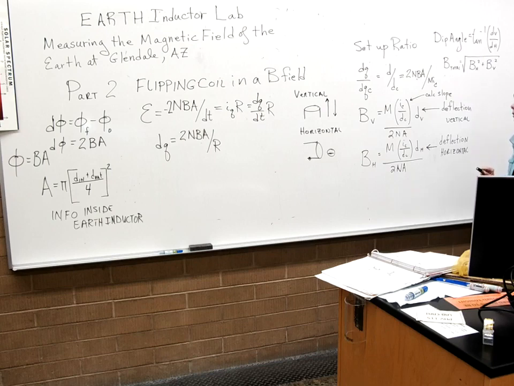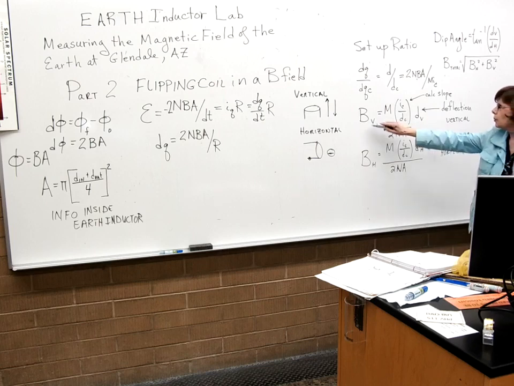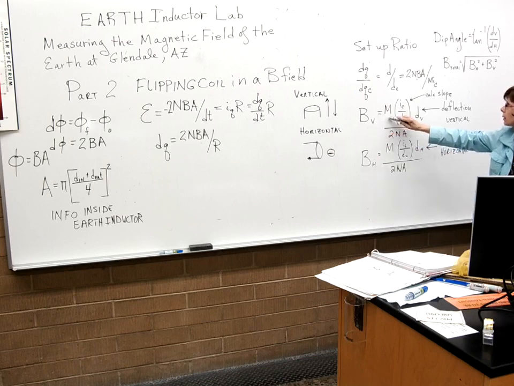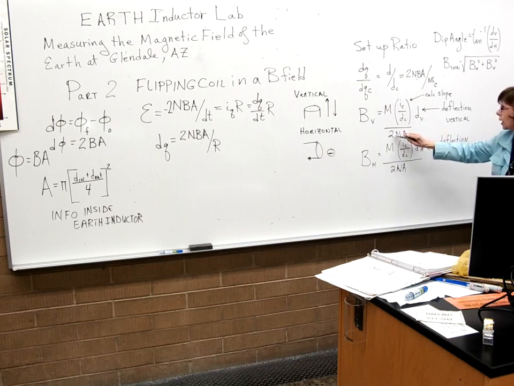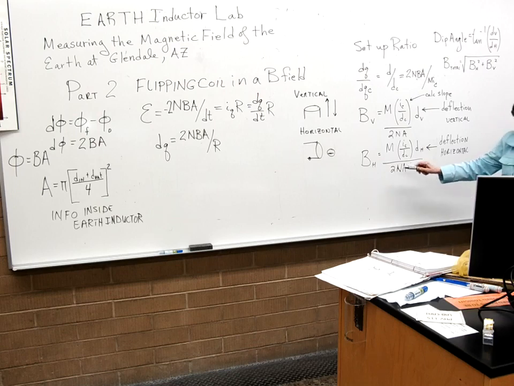Doing the algebra, we get the equations for the magnetic field vertical and the magnetic field horizontal. This Ci over dc is the slope we're going to generate using the slope equation. So the B field vertical would be the mutual inductance times that calculated slope times the vertical deflection over 2 times the number of turns times the area of one loop. The B field horizontal would be the mutual inductance times that slope times deflection horizontal over 2NA.